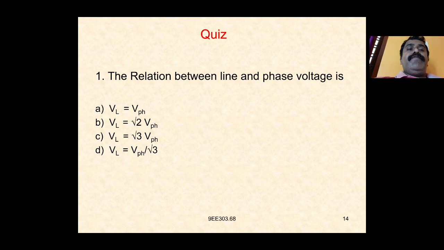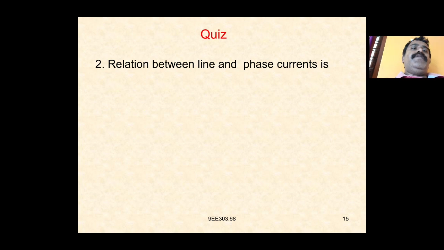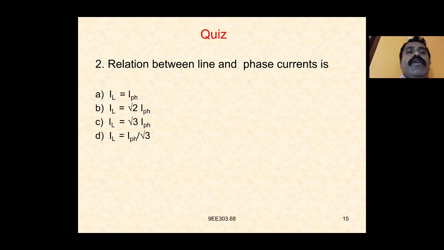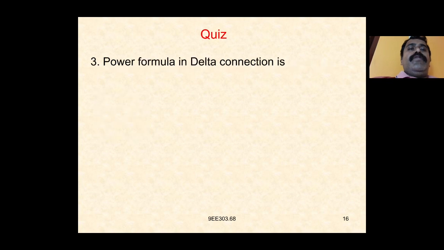In delta connection, VL is equal to V phase. The relation between the line and the phase currents is IL is equal to root 3 of I phase, that is, I phase is equal to IL by root 3.